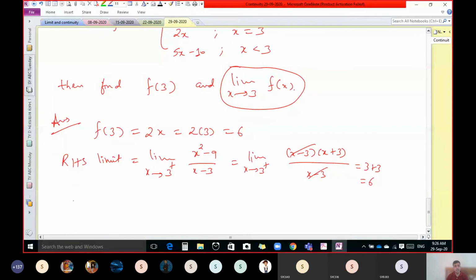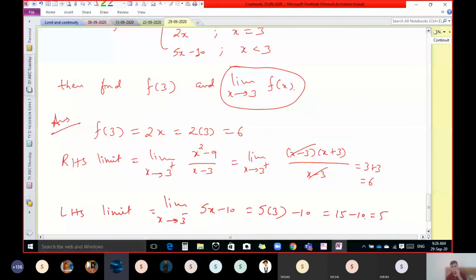Now let us find out left hand side limit. Limit x tends to 3 minus. Which function we have to use here? Third one, 5x minus 10. Now put x equal to 3. Here we are not able to get 0 by 0, so whatever we have, that is our answer. 5 into 3 minus 10, 15 minus 10, that is 5.